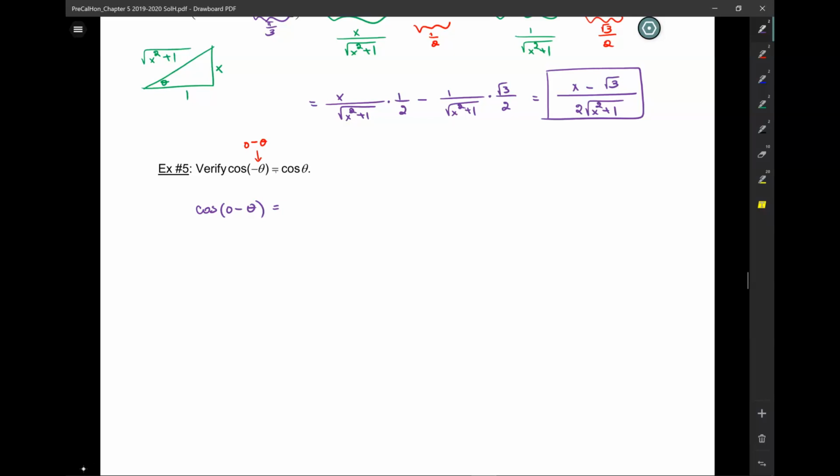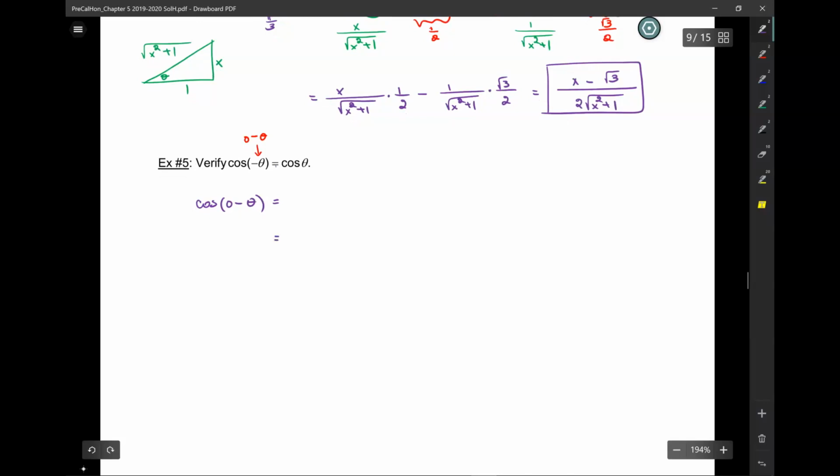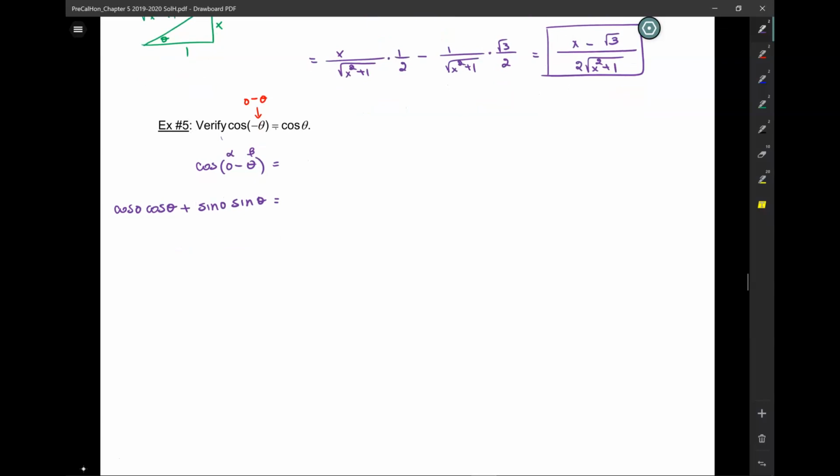When I write cosine of negative theta as cosine of 0 minus theta, what do I immediately convert that into? It's cosine of alpha minus beta, so now it's cosine, cosine, sine, sine. So we're going to start all the way up here. Cosine 0 cosine theta plus sine 0 sine theta. It takes a while to know exactly where to start, so you end right at that equal sign and everything is aligned. That's a special skill.